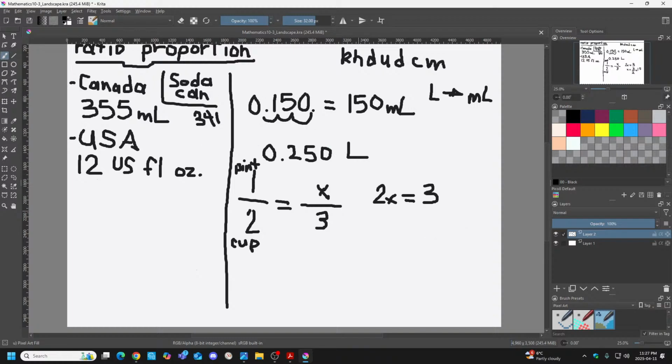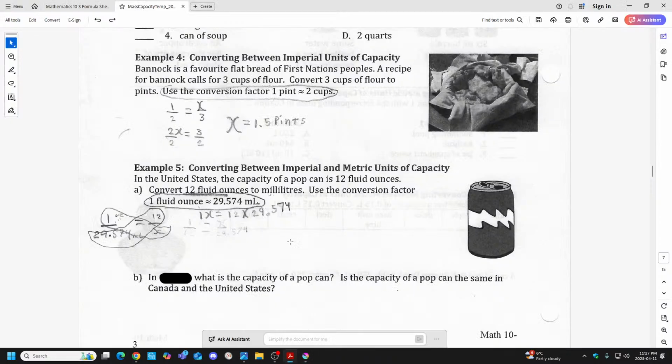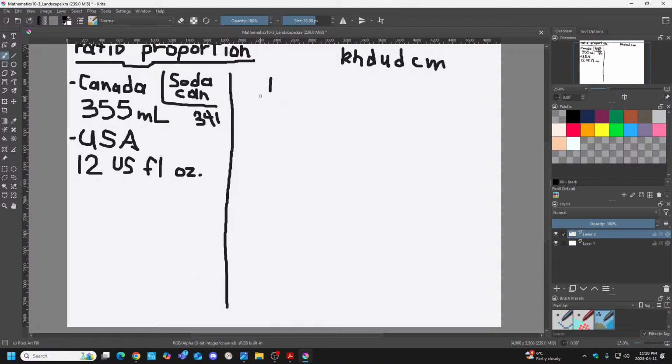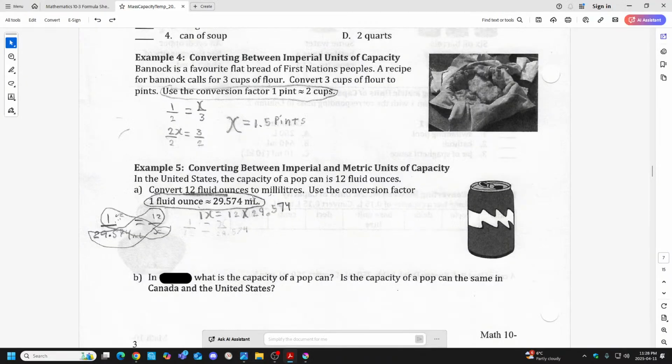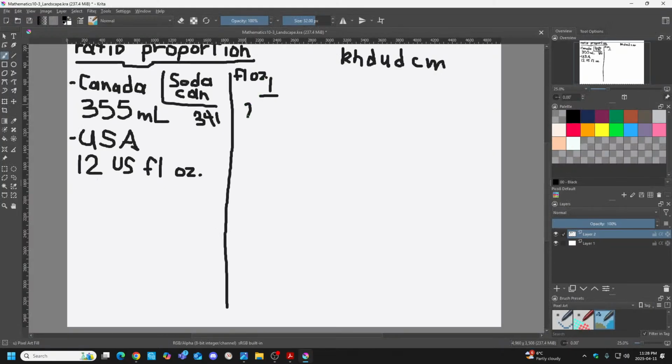Okay, so I'm going to undo here. We're going to clean up some space here. Just do a quick undo. And there we go. Okay, so now let's do this. Same thing, guys. Be consistent. We're going to put our 1 fluid ounce. So that's going to be our FLOZ. And it is 29.574.